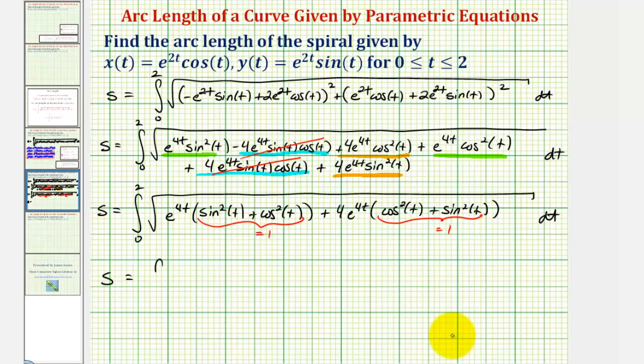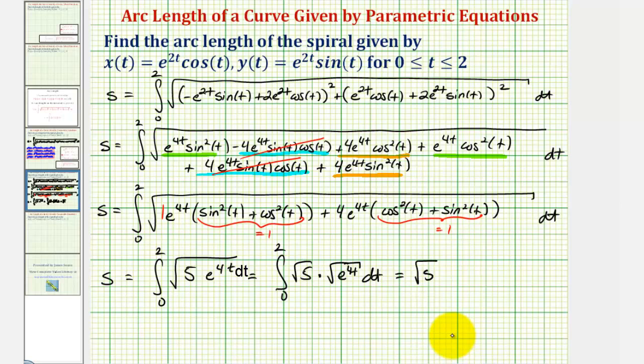So we have the arc length s equals the integral from 0 to 2 of the square root of, this would just be 1 e to the 4t plus 4 e to the 4t, which would be 5 e to the 4t, which of course we can write as the integral from 0 to 2 of the square root of 5 times the square root of e to the 4t. Let's factor the square root of 5 out. So we'd have the square root of 5 times the integral from 0 to 2 of the square root of e raised to the power of 4t.